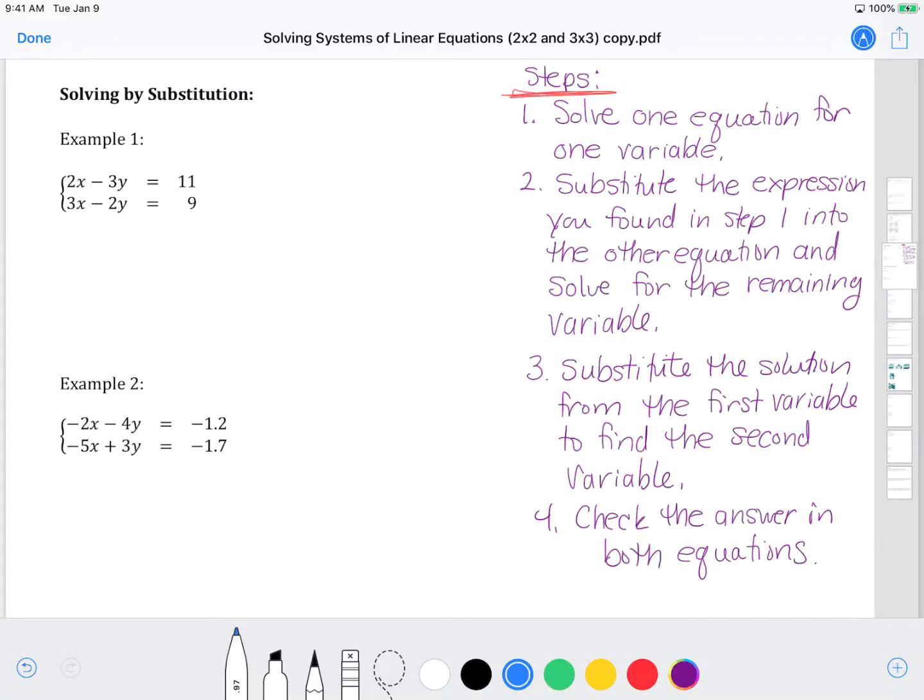Okay, in this video we're going to start solving by substitution. Now I have the steps written over here on the right, so if you need to take a minute and pause the video to copy them down, go ahead and do so.